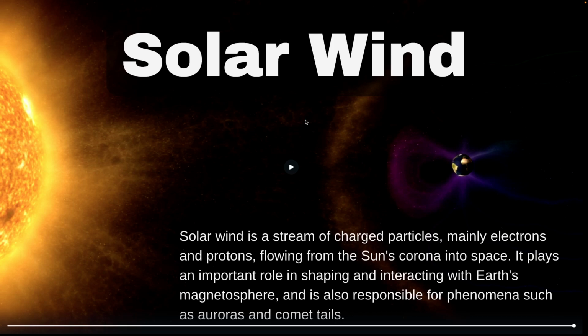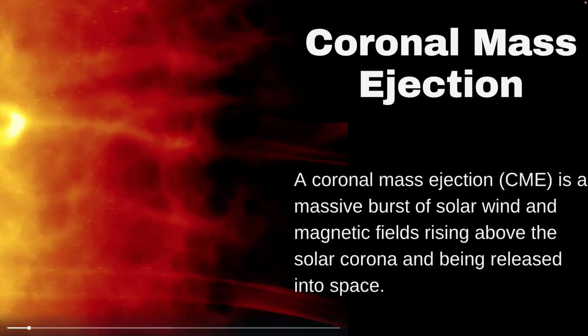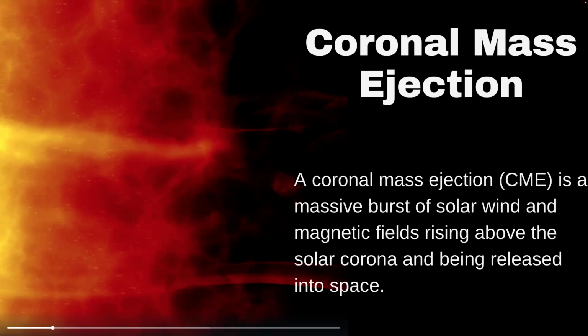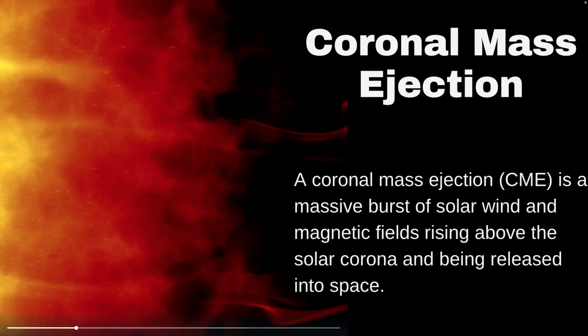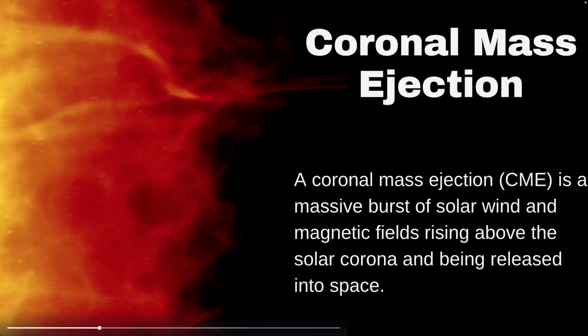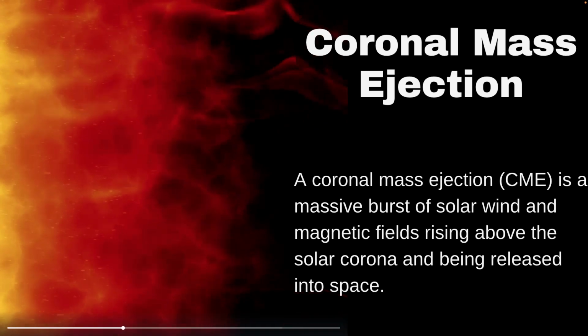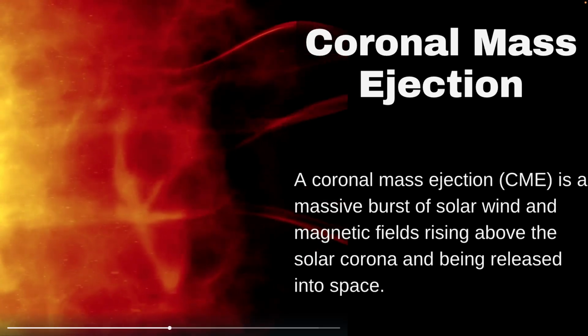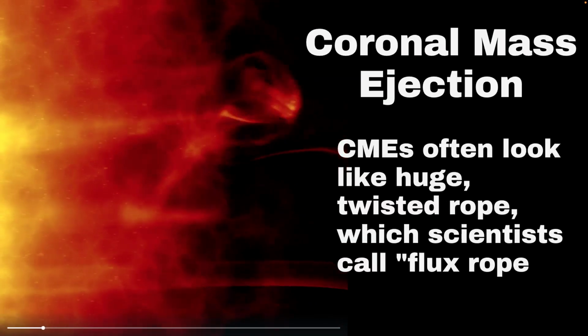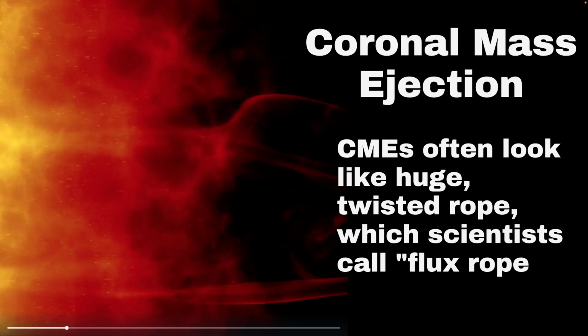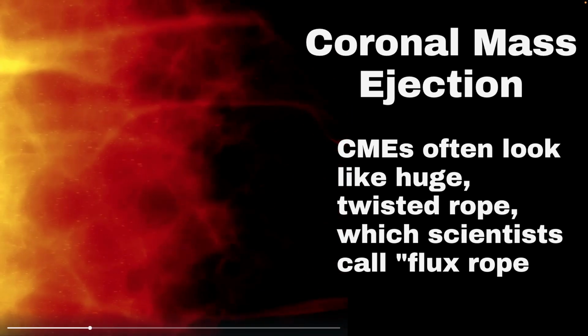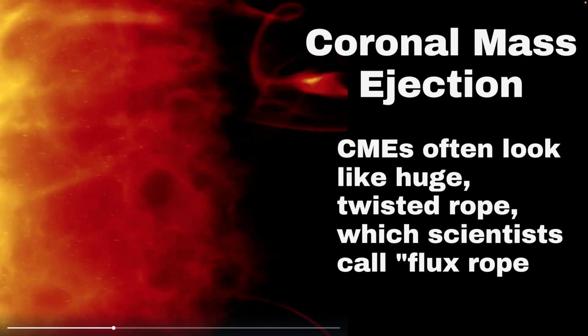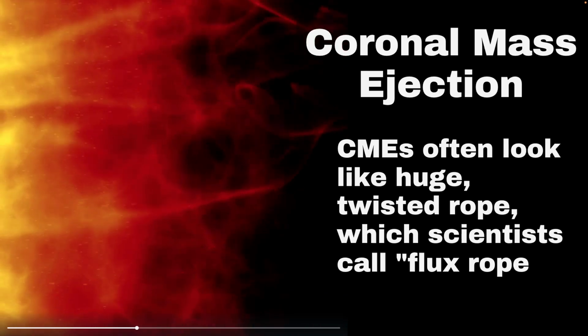Now let us understand one more concept, that is coronal mass ejection. Coronal mass ejection is a massive burst of solar wind and magnetic fields rising above the solar corona and being released into space. The CMEs often look like a huge twisted rope, as you can very well see in these graphics. It is also called a flux rope by scientists.